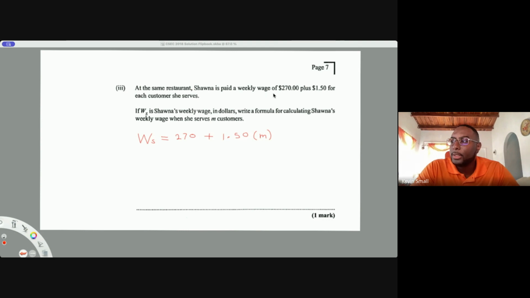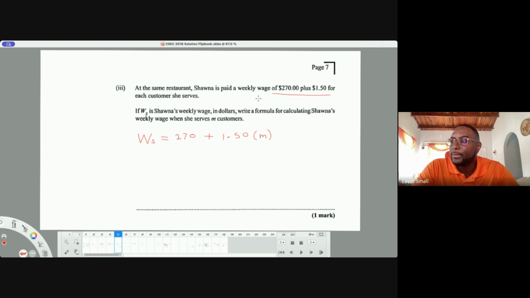So again, this is some weekly wage that this person is going to get for each customer she serves. Her pay is dependent upon the customer she serves. For each customer, she gets paid $1.50. Customers are represented by M, so if I have 10 customers, she gets paid $15. That's $1.50 by 10. And there is a fixed wage that she gets. This 270 is fixed. So 270 plus this part on the right, which is how many customers she serves, will tell me how much she gets in that week.